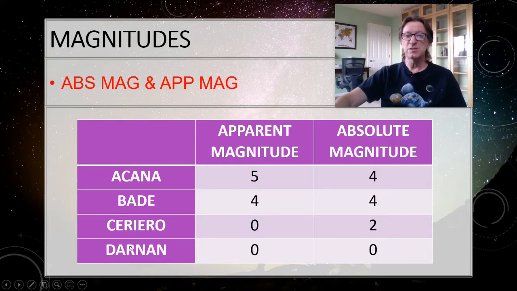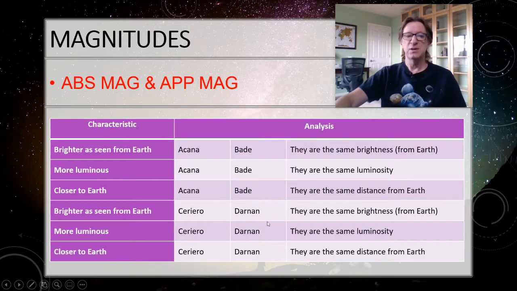All right, so we're looking at star C and star D. Star C has an apparent magnitude of 0. It has an absolute magnitude of 2. Star D has an apparent magnitude of 0. It has an absolute magnitude of 0. So which one is brighter as seen from Earth?